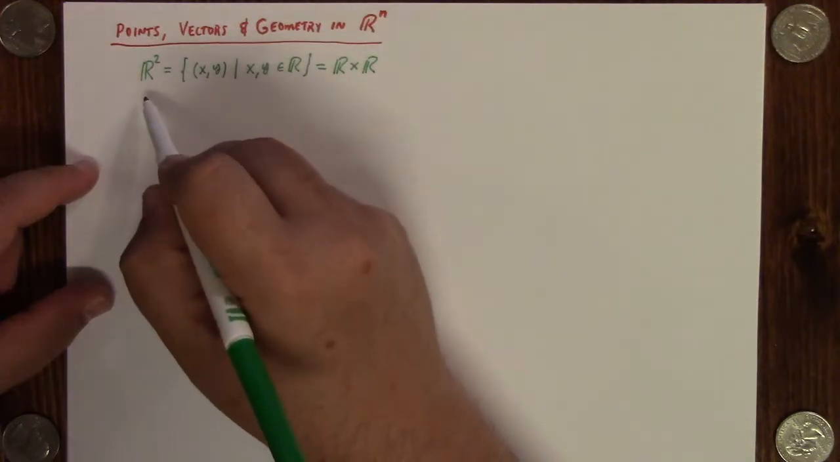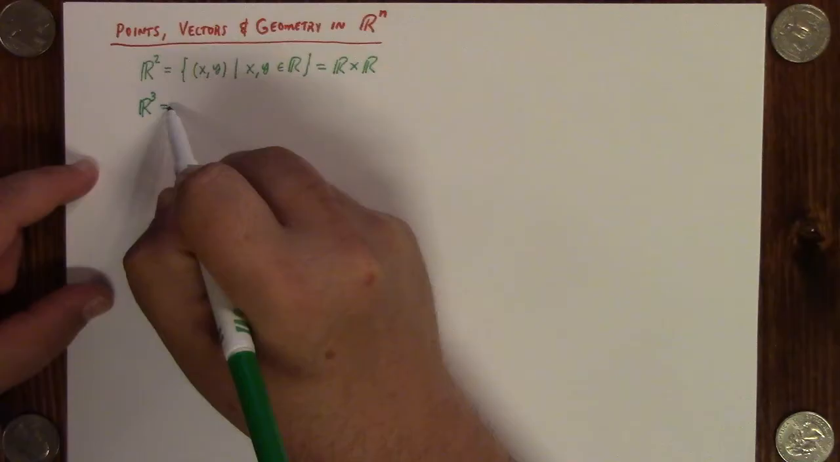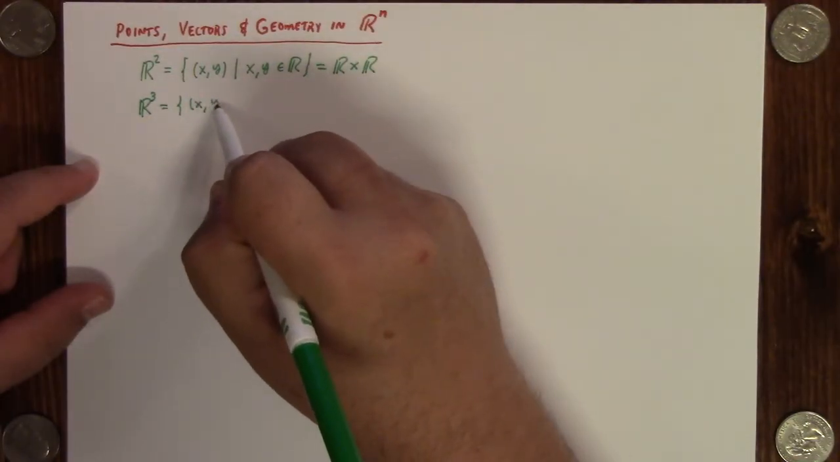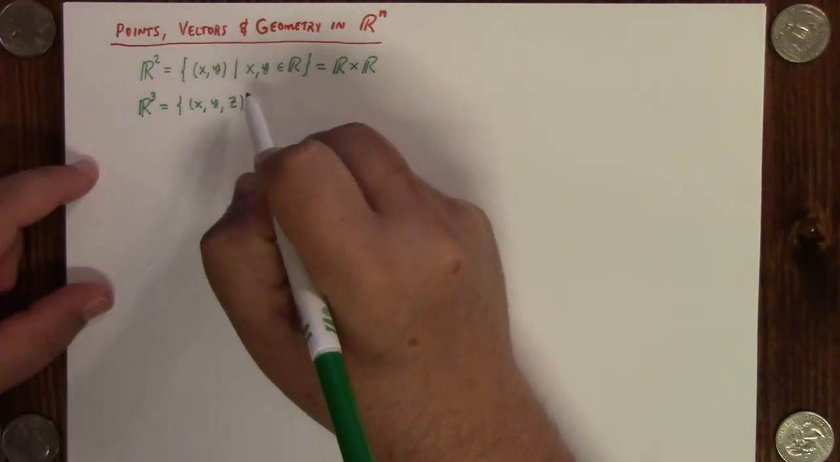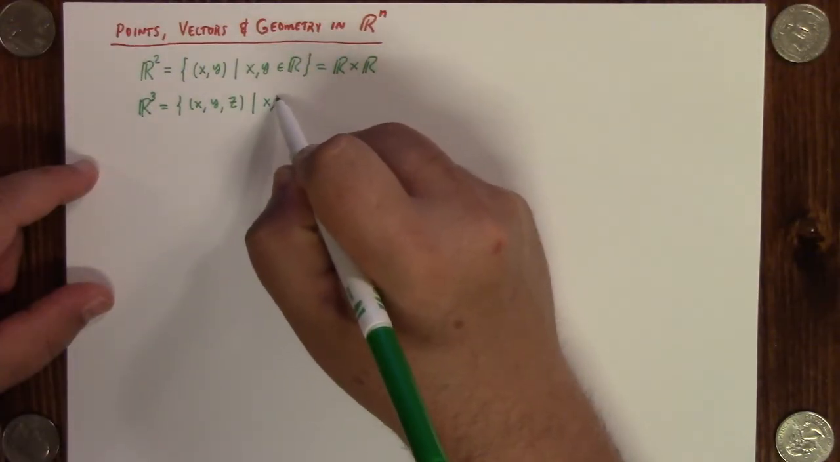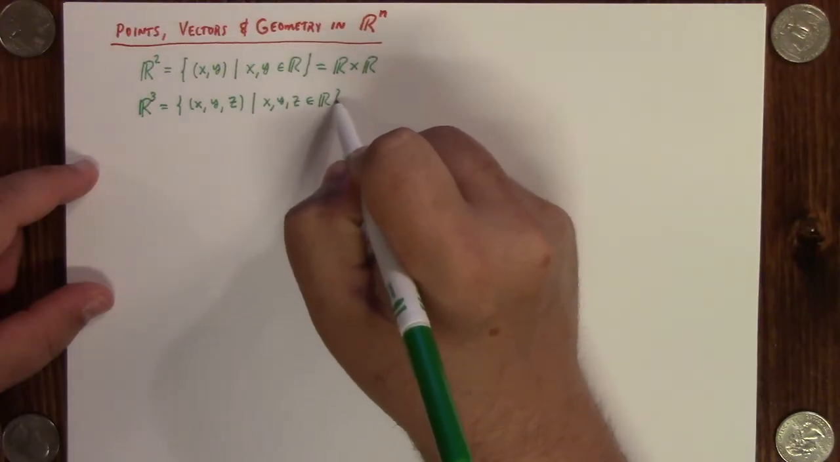Alright, now R3, ordered triples. Oftentimes we use x, y, and z for typical labels of the x, y, and z components. Again, x, y, and z are real numbers.